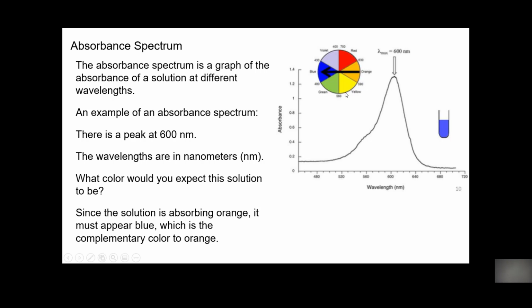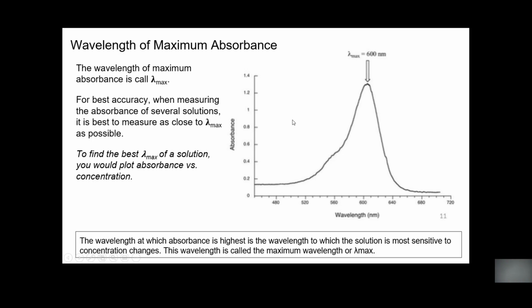This is absorbance max. When you would be in a lab, you would actually test a bunch of different solutions and you would try to find the absorbance max, the highest number that's going to allow the most absorption in a solution. So, wavelength of maximum absorbance. The wavelength of maximum absorbance is called exactly what I said. For best accuracy when measuring the absorbance of several solutions, it is best to measure as close to the max as possible, the wavelength max, lambda max.